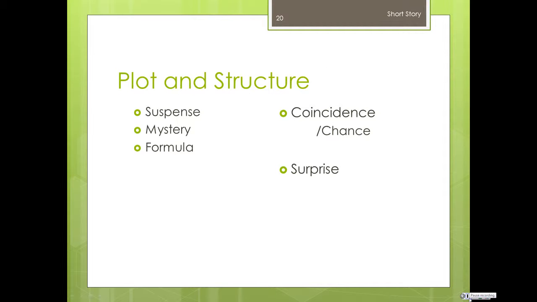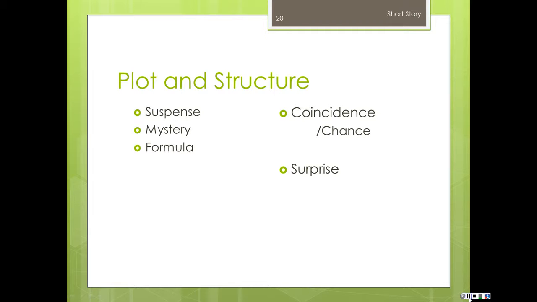Suspense, as Forster mentions, is what happens next. Mystery is when something is unknown. In commercial fiction, there's typically a formula. We want to know what happened next. We have the conflict resolved fairly easily and clearly.